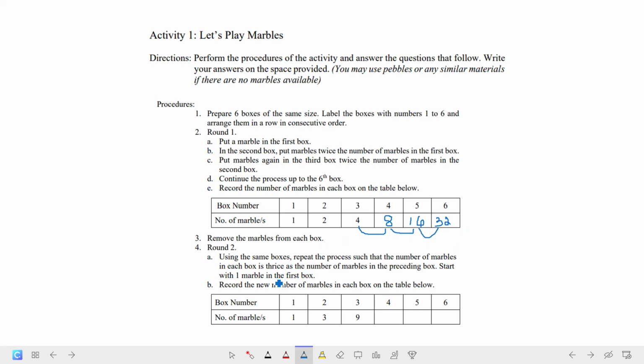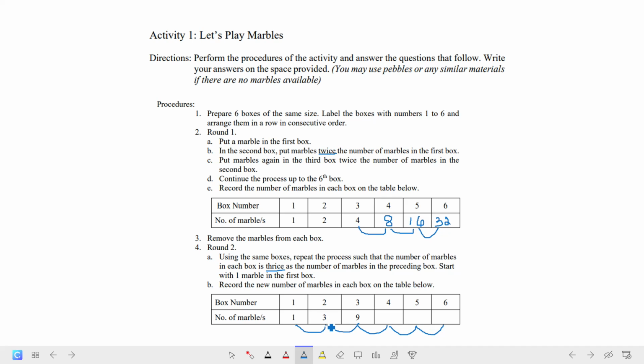Okay, so let's proceed on the round 2 of this activity. So using the same box or boxes, repeat the process such that the number of marbles in each box, this time we're going to thrice. Dito kanina twice. Okay, so this is our box 1 and isa ang laman, and thrice the number of the first box. So this will be 3. And if we thrice again, the number of marbles here, it will become 9. And what would be the number of marbles in the fourth box, fifth box, and sixth box?